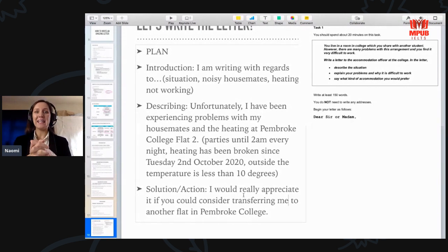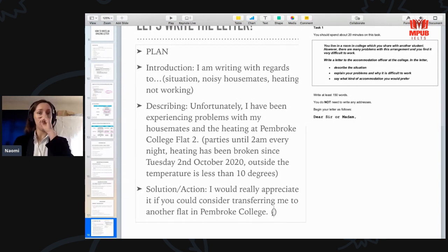I am saying exactly what I want the landlord to do, but I'm introducing it in a polite way, which means he or she is much more likely to actually do it. Good. I would really appreciate it if you could consider transferring me to another flat in Pembroke College.